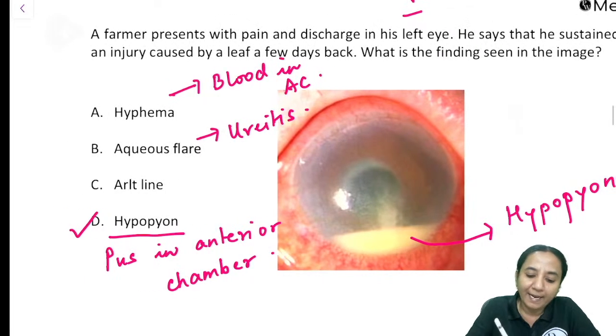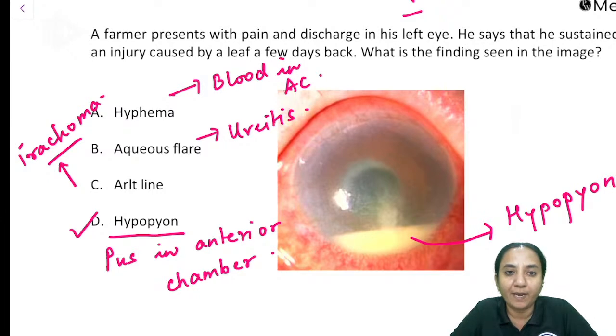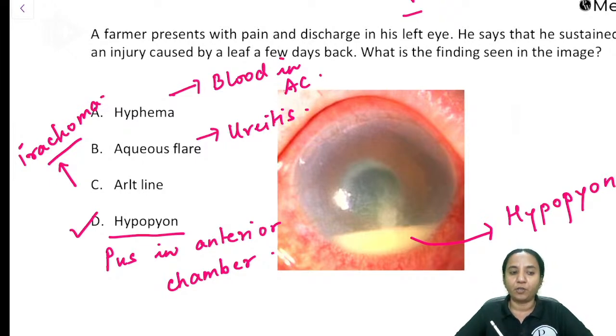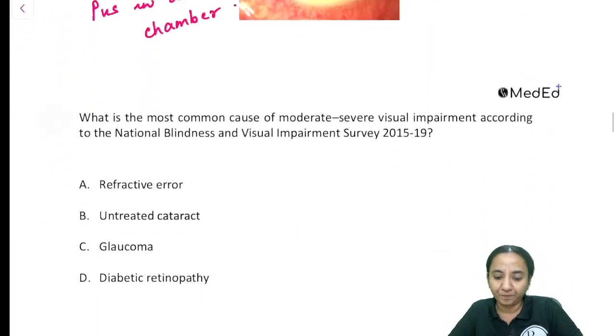And what is Arlt's line? Arlt's line is actually seen in trachoma, where there is a line of scarring on the upper tarsal conjunctiva. Aqueous flare is seen in uveitis. Hyphema is blood in the anterior chamber, usually seen after trauma. And what we see in this picture is pus in the anterior chamber, which is hypopyon. This is a simple question. I think everybody would find this easy.